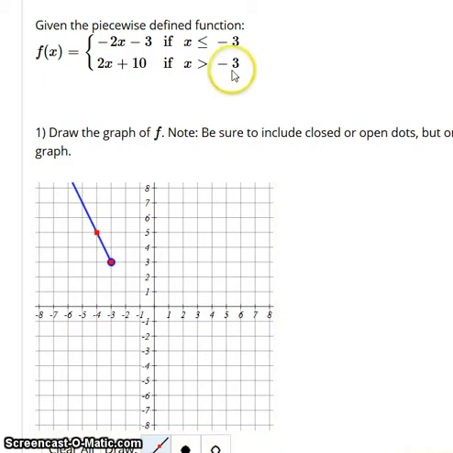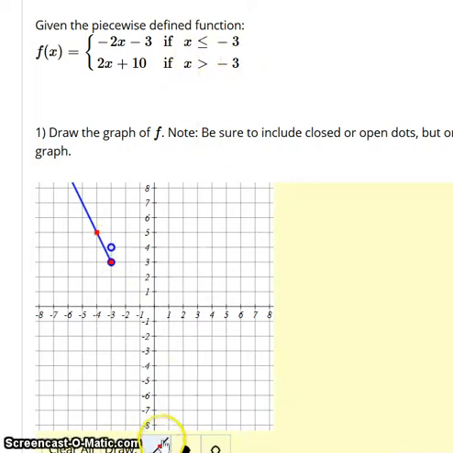And then I would do pretty much the same thing for the next part. Again, I would start by plugging in -3. When I plug in -3, I'm going to get -6 plus 10. That's 4. So I'm going to have -3, 4. And that one gets a circle because there's no equal to on that one.